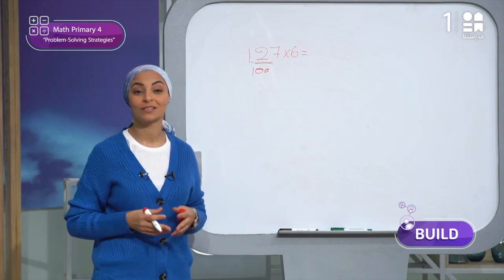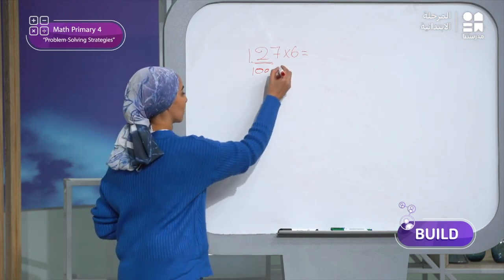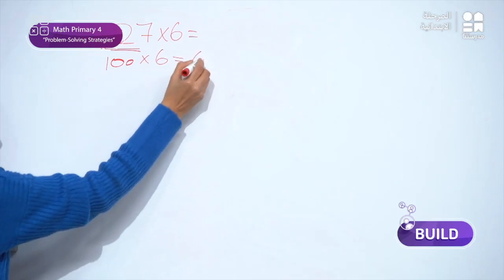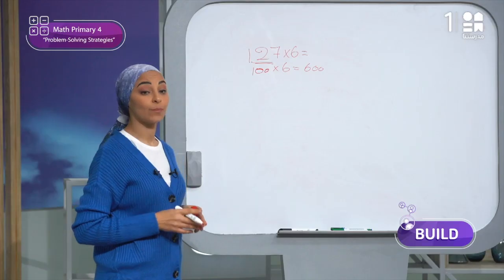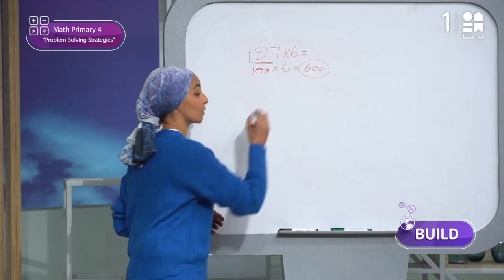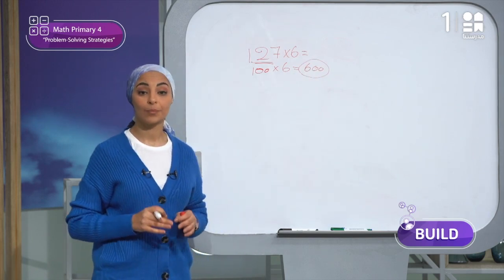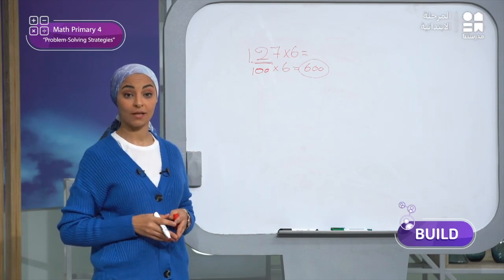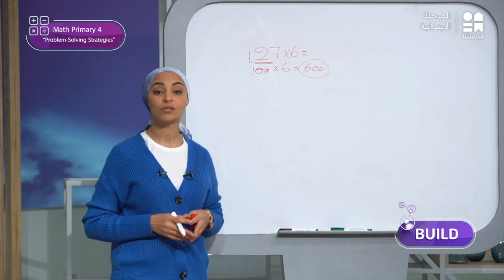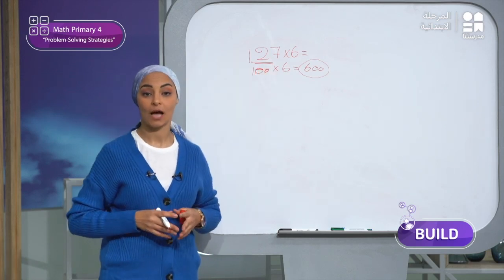6 times 100 gives me what? Yes, 6 times 100 gives me 600. So 100 times 6 or 6 times 100 gives me 600. Okay? That is the estimated answer. This answer is my estimation. In the previous activity, we solved the multiplication problem using the partial product strategy, right? Let's solve this one using the standard algorithm.